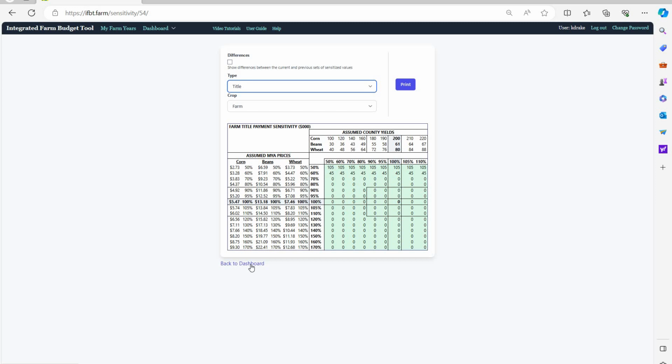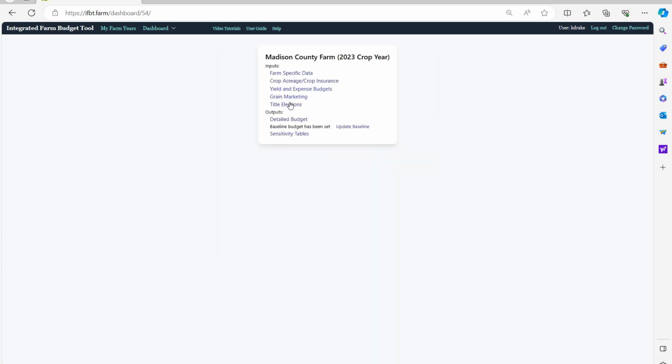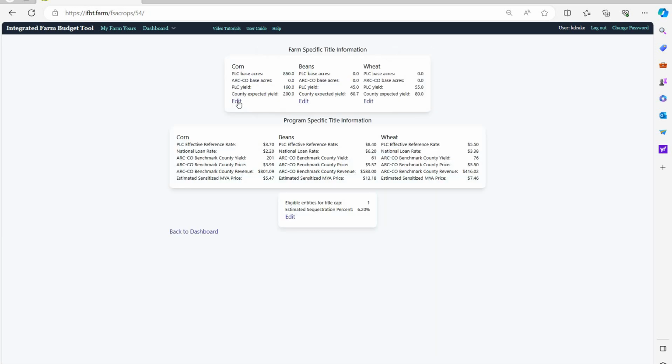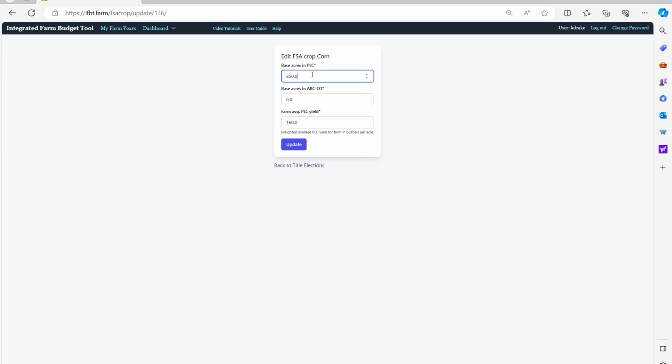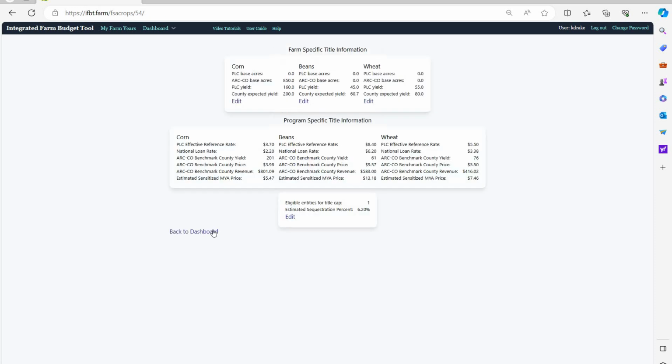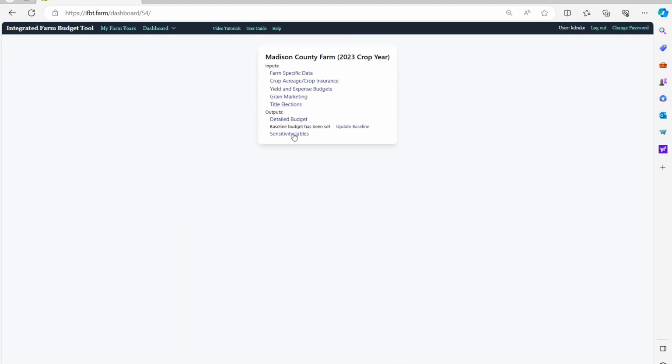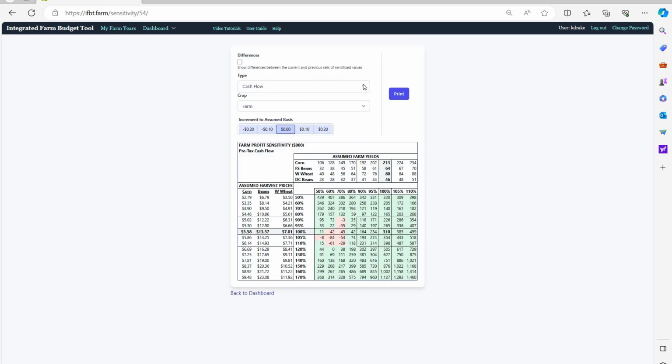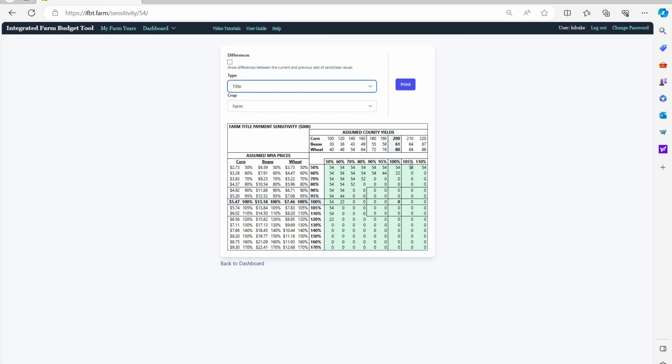Now we're going to say, what if we select ARCO for corn instead? We go back to the dashboard, we go to our title elections, edit it, and now we're going to move those 850 acres out of corn and out of PLC and into ARCO. Back, repeat the process. Our sensitivity tables. Run our title, that's all we care about. And you can see here what are the payments that we made under ARCO.